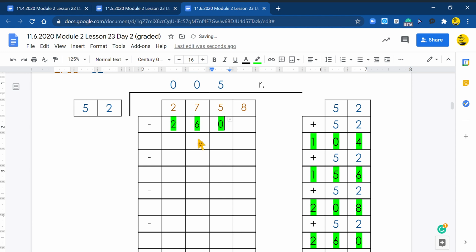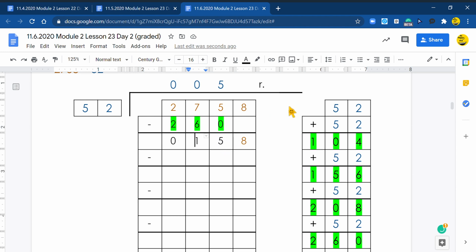And now I'm going to subtract. 5 minus 0, you guys are right, 5. 7 minus 6, 1. And 2 minus 2 is 0. So I know I can't pull 52 out of 15. So I'm going to take this 8. I'm going to Control C and then Control V, copy it down. Now I'm looking at 158.